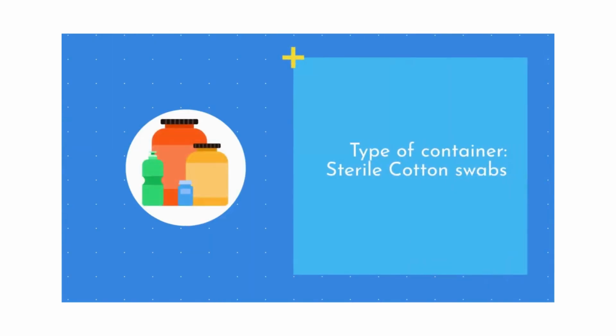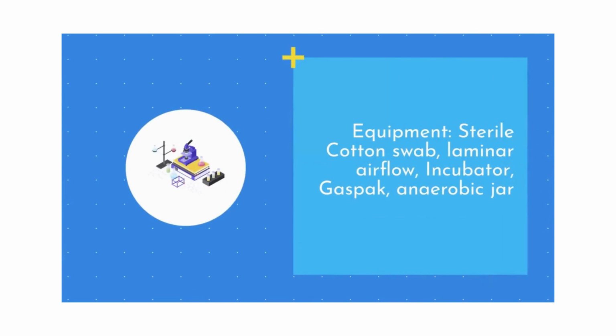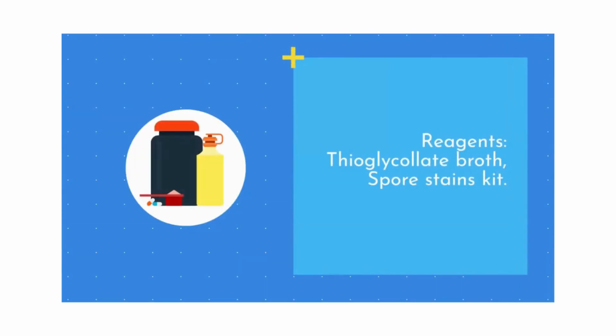Type of container: sterile cotton swabs. Equipment: sterile cotton swab, laminar airflow, incubator, gasbox, anaerobic jar. Reagents: thioglycolate broth, spore stains kit.